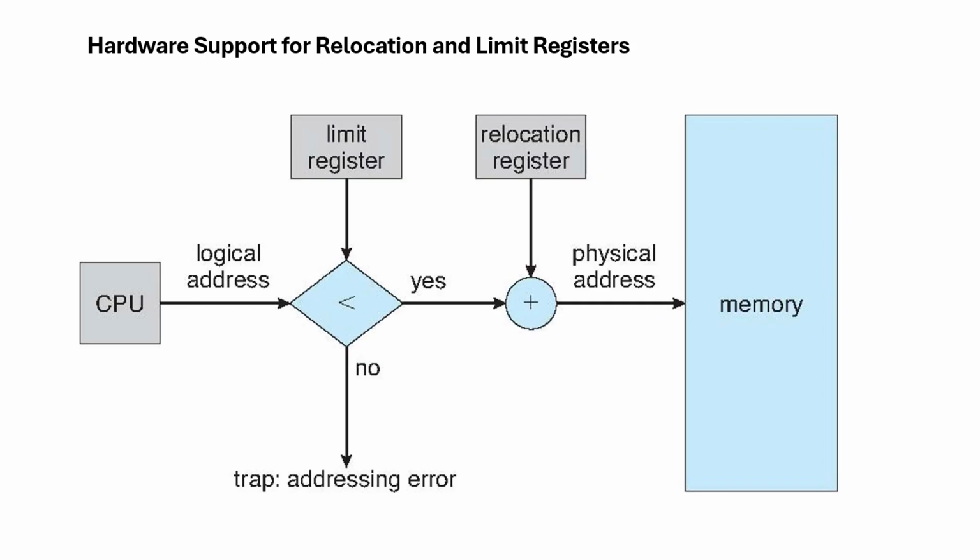Hardware support for relocation and limit registers. Here the CPU gives the logical address, which is compared with the limit register. If it is less than the limit register, then we can add it to the relocation register and the final physical address is calculated. If the given logical address is beyond the limit register, then there is an addressing error.